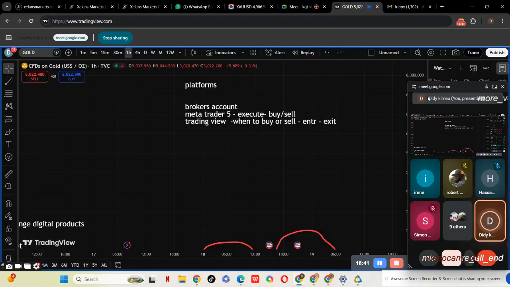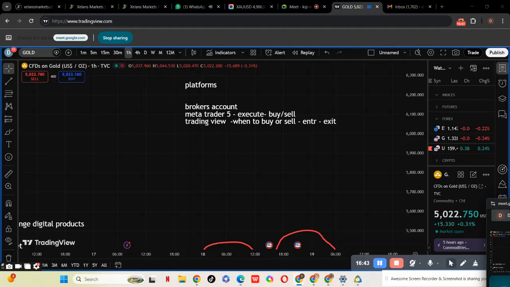So this is a legit market because it's the same platform. This is where we check the changes in the prices.